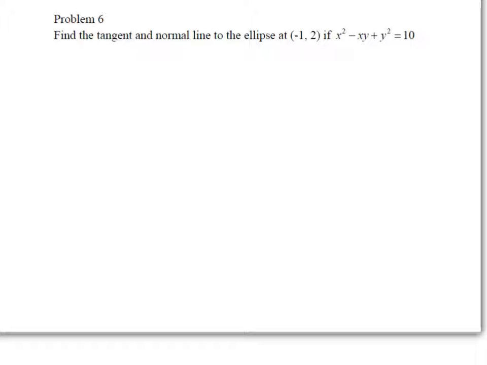Okay, so we want to find the tangent and the normal lines. And remember, we need a point, which we have, and we need a slope. So to find the slope of the tangent line, we need the derivative. So now we're taking the derivative of this function.